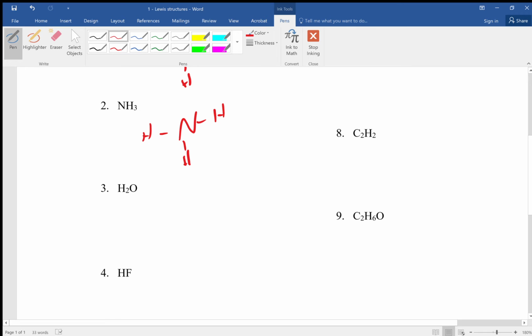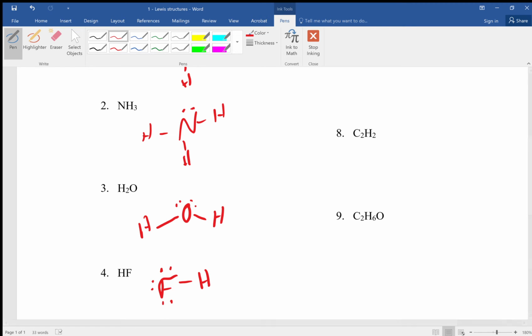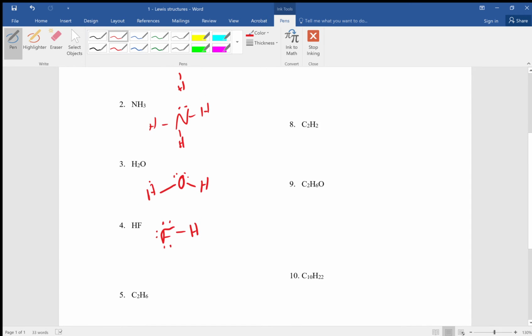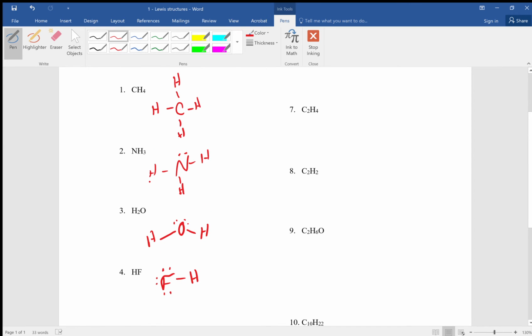So nitrogen with its 5 valence electrons generally needs 3 bonds. Oxygen, 2 bonds. And most halogens have 1 bond. So that's what we see in these first 4 examples, is that we're going right across the second row of the periodic table and going from 4 to 5 to 6 to 7 valence electrons.